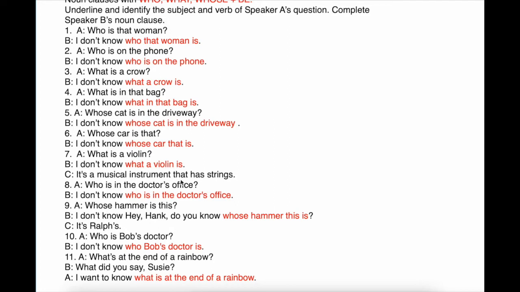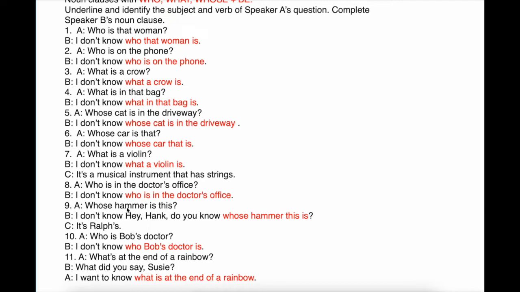It's a musical instrument that has strings. Strings, telleri olan. Who is in the doctor's office? Because who here is the subject, I don't know who is in the doctor's office. Doktorun ofisinde olan.